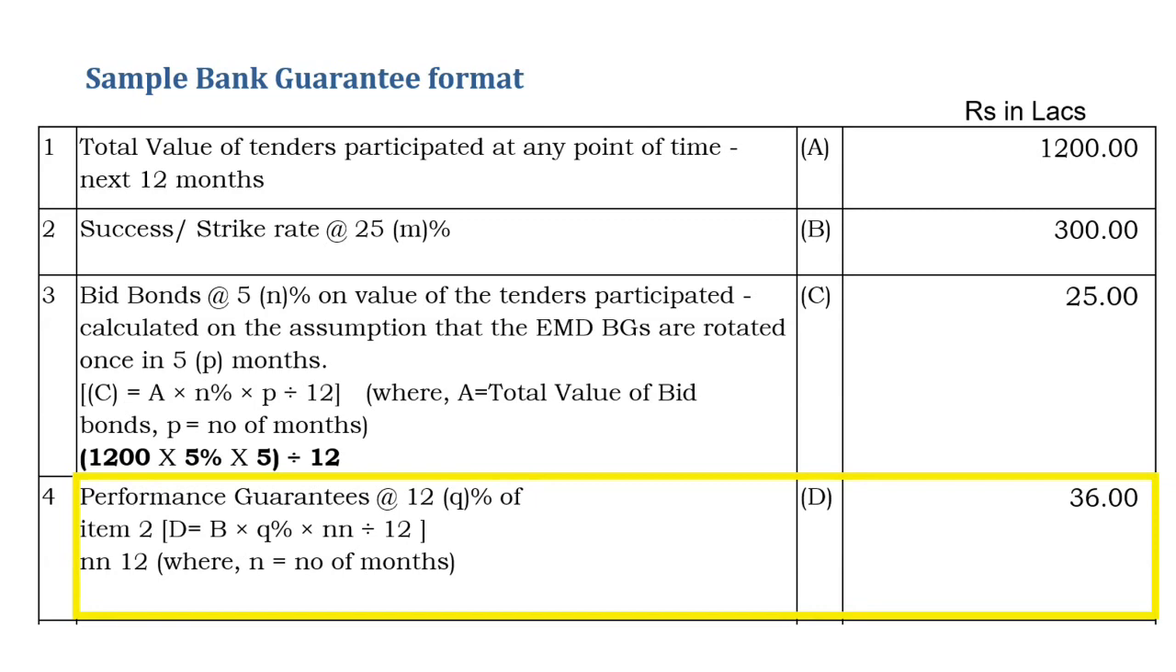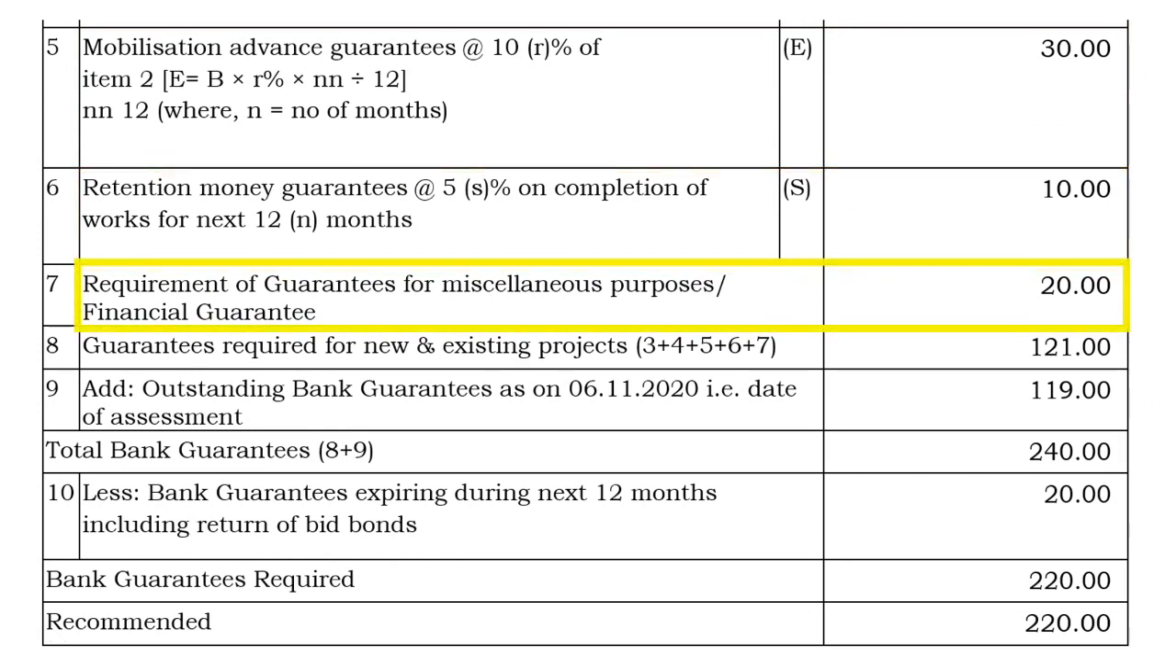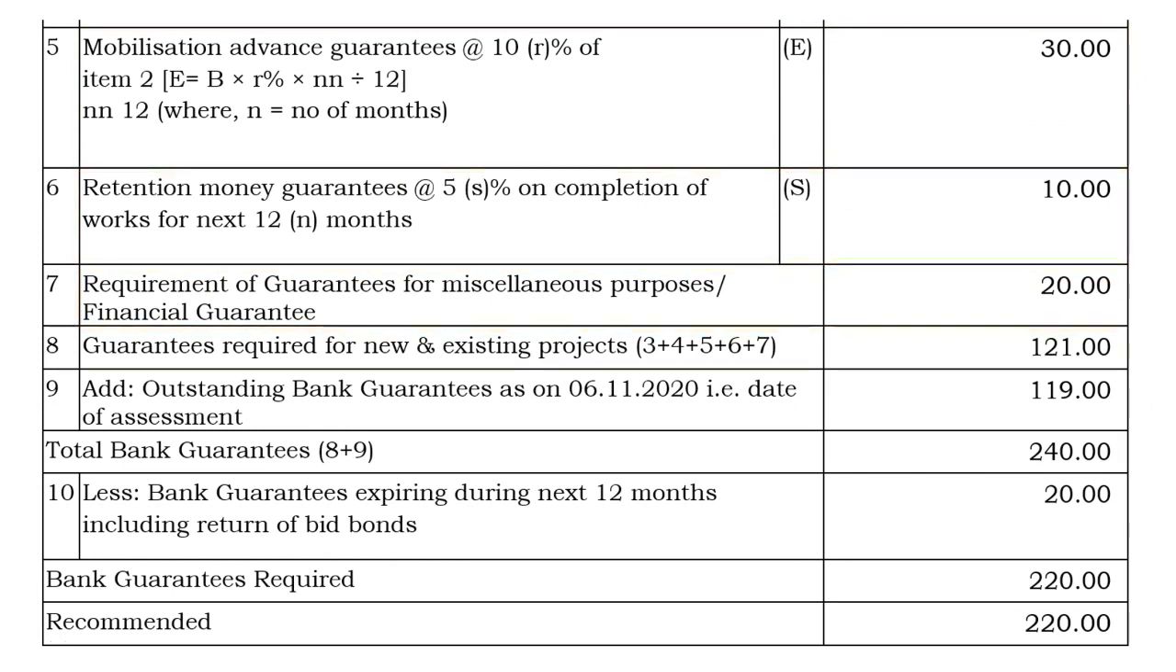In our earlier illustration, we have presumed that performance guarantee will be for 1 year or more. But there are certain types of tenders where performance guarantee of less than 1 year might be required. In those cases, number of months comes handy. Otherwise, it will lead to overassessment. Likewise, we continue for mobilization guarantee, retention money guarantee, and miscellaneous other guarantees. Finally, we get the guarantees required for new and existing project.